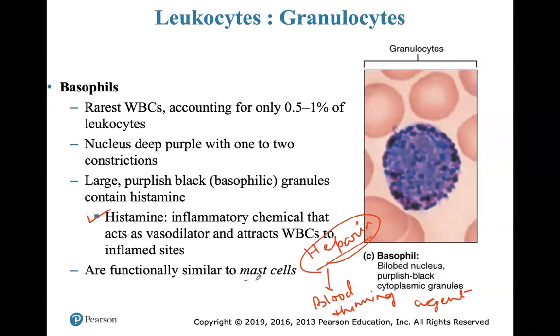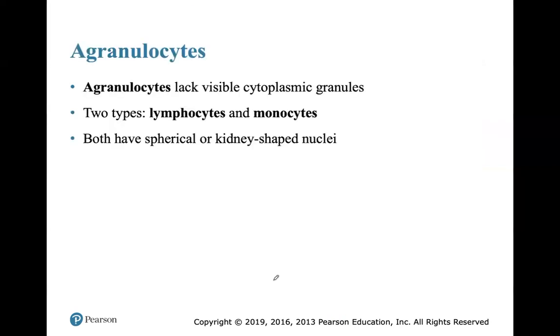And they're functionally very similar to mast cells. We'll learn about that in the immune system. So these are the granulocytes. Next are agranulocytes, which lack visible cytoplasmic granules. There are two types mainly, lymphocyte and monocyte, right?